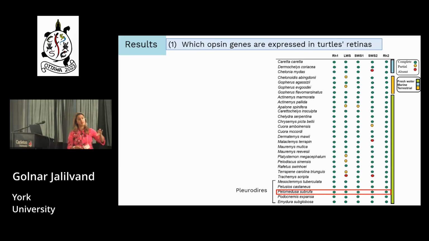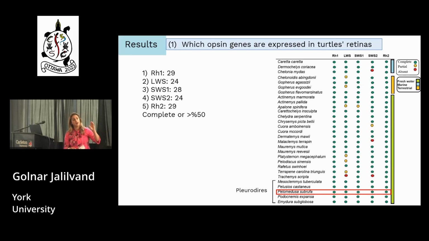This table is the result of our gene recovery. You can see that the green circles are the ones that were recovered fully from the start codon to the stop codon with no gaps. The orange ones are the ones with partial recovery, and the red ones are with no recovery.